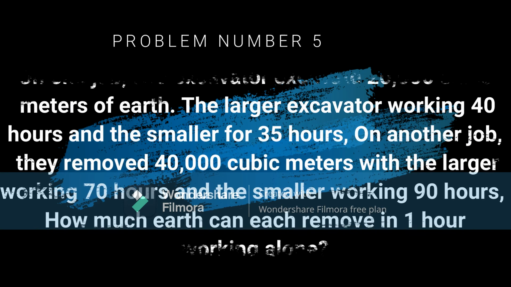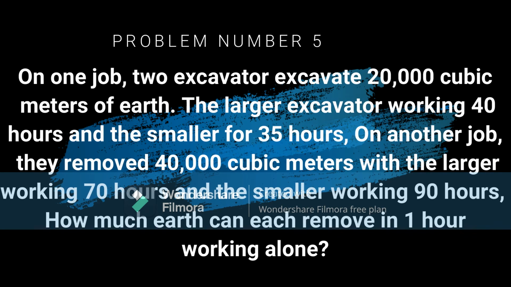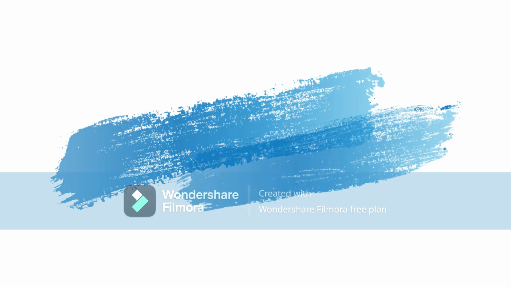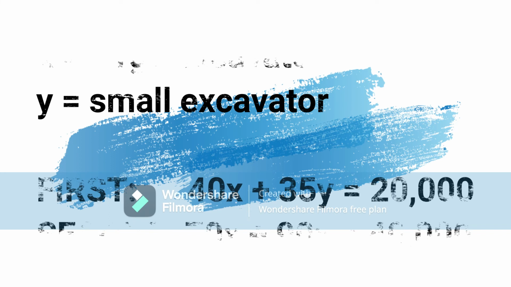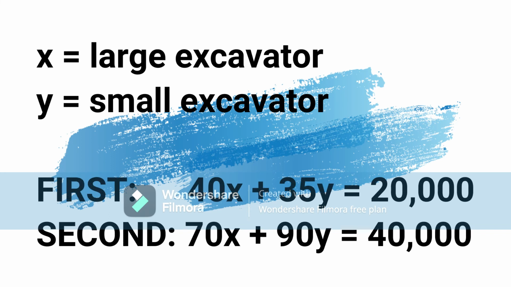On one job, two excavators excavate 20,000 cubic meters of earth, the larger excavator working 40 hours and the smaller for 35 hours. On another job, they removed 40,000 cubic meters with the larger working 70 hours and the smaller working 90 hours. How much earth can each remove in 1 hour working alone? In this problem, we need to determine the volume that each of the excavators excavate in an hour.